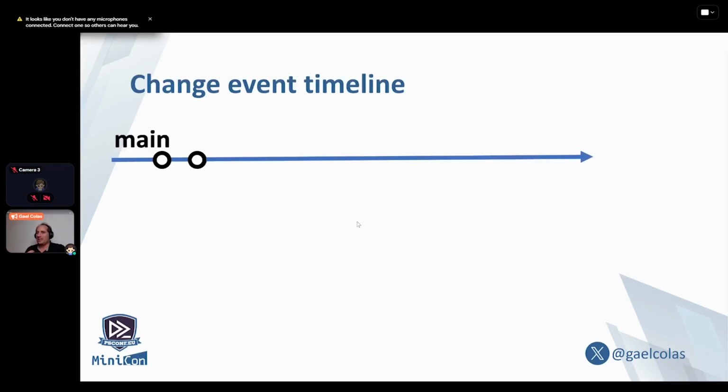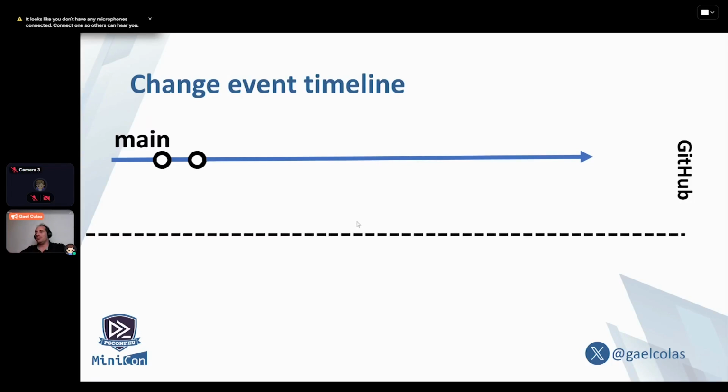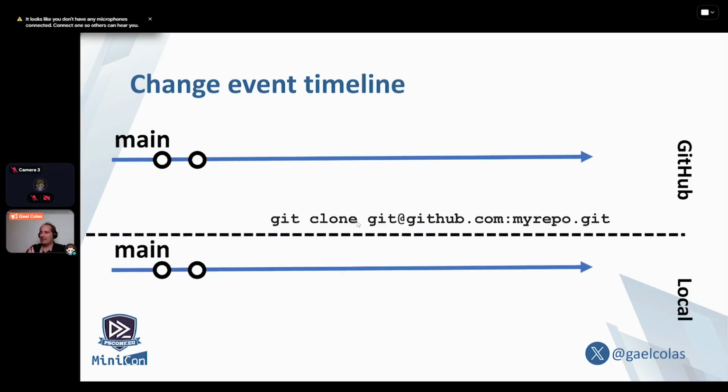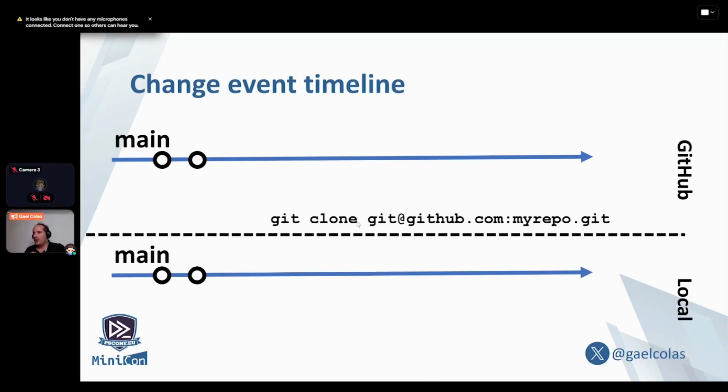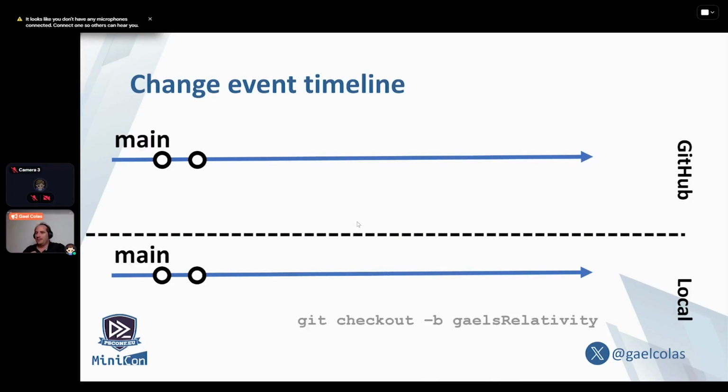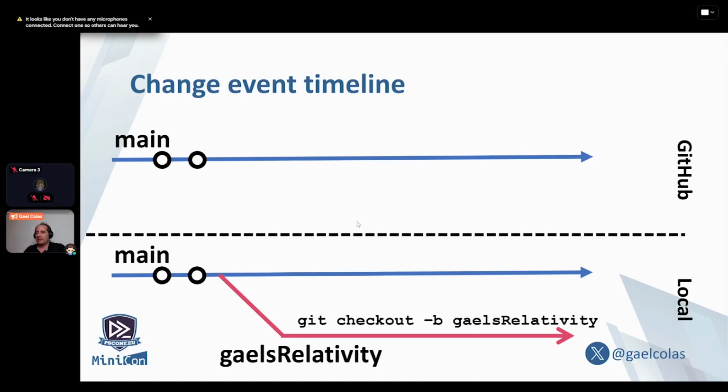So the change event timeline, as we saw, there's one main event. And let's say this is on the GitHub side. And then we have the local copy, which has a copy of this timeline. We just did a git clone of our repository. Then we create the branch to create our own working environment, which is just a branch from main at this point in time after this commit, which is the same as the one on GitHub.